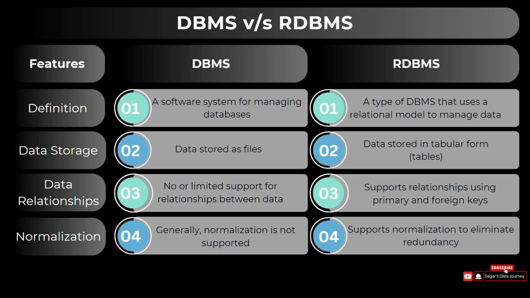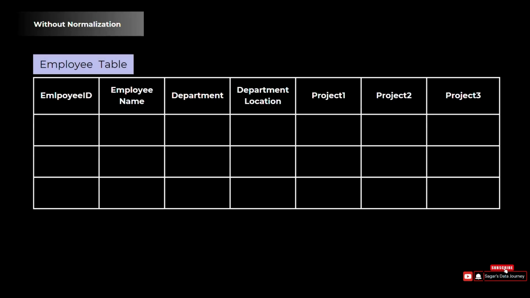Normalization, which helps eliminate data redundancy, is generally not supported by the DBMS, but RDBMS supports normalization to ensure data integrity. In simple terms, normalization involves breaking down a table into smaller tables. Let me show you what I mean. Here is the employee table without normalization, which has 7 columns and it contains information about an employee's department and project in the same single table.